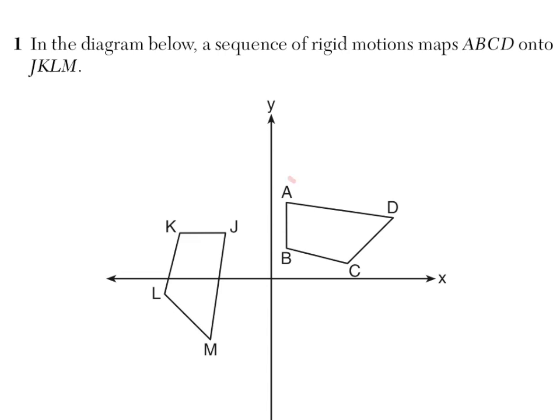So I know that angle A, of course, matches up with angle J. I can see that B, angle K. We've got C aligned with angle L. And then lastly, D, of course, corresponds with angle M.